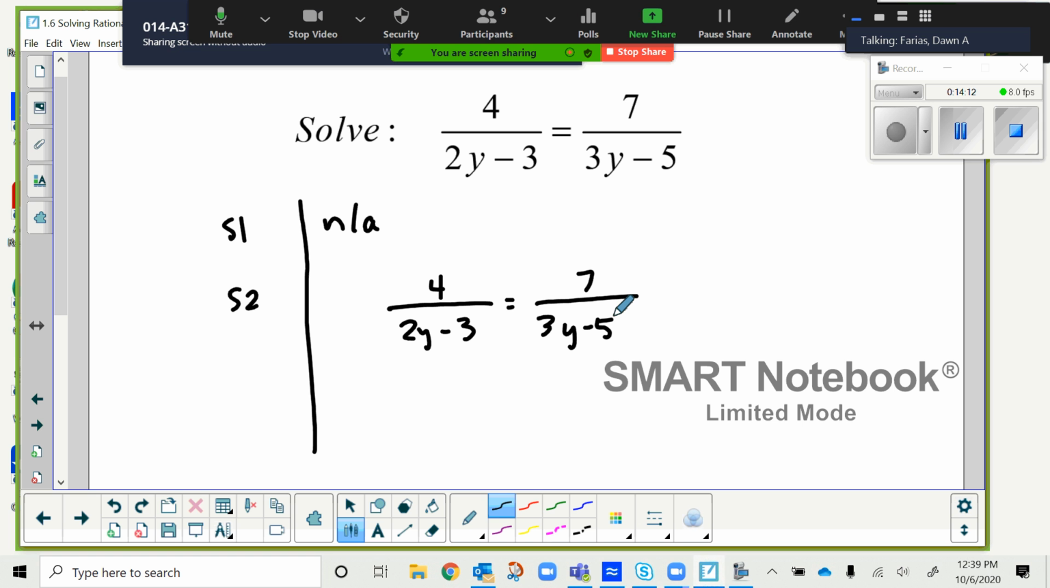So on the left-hand side, to cancel out 2y minus 3, notice that there's a subtraction in there. Because of the subtraction, you have to treat this as a group. So to cancel it out, you use the entire group, and you multiply that to both sides. And it cancels out on the left.